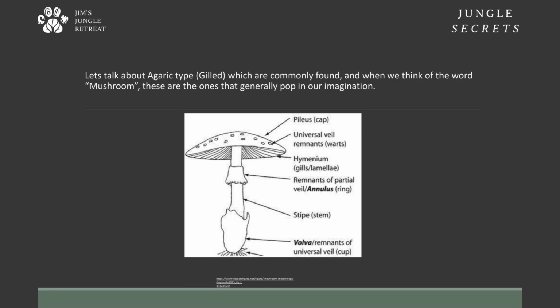Okay, so let's talk about this agaric type or the guild which are commonly found. And when we think of the word mushroom, these are the ones that generally pop in our imagination, right? So like we have a nose, two eyes, two hands, two legs, we stand straight. Similarly, a mushroom has all these morphologies. It has a cap. Some of them have decoration on top. Then there are gills on the underside, right? There are remnants of the partial veil. What it is, I will come to. Some mushrooms have this, some mushrooms don't. So these are all the parts of a mushroom that we slowly break down, and what kind of possibilities you will see exist in these things.